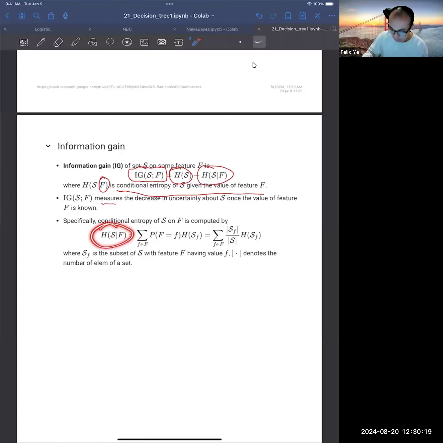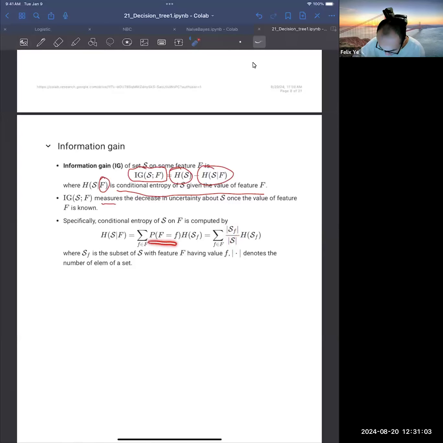This conditional entropy can be computed as the weighted sum of the entropy of each separate subset, where feature F has the value f. Basically, we partition S into a bunch of subsets S_f. Within each S_f, feature F has the same value f. The vertical lines denote the number of elements of the set, right? This is pretty straightforward.